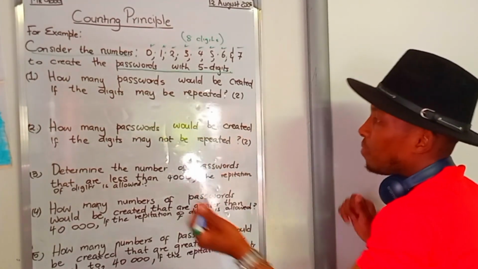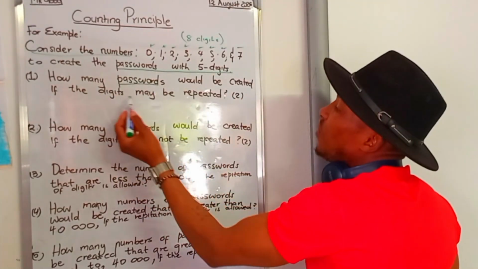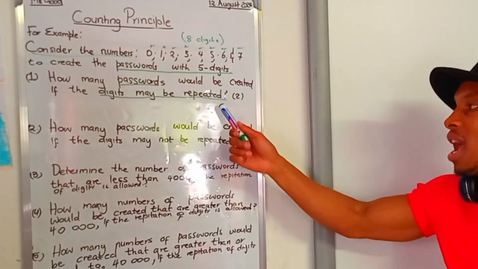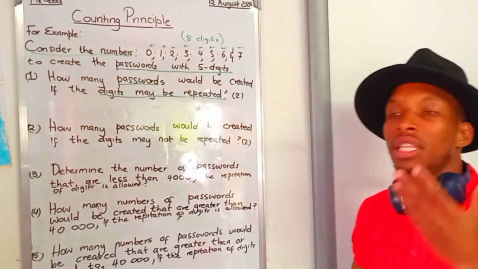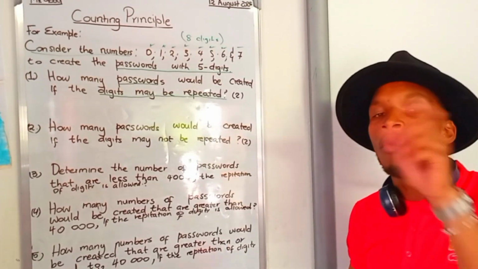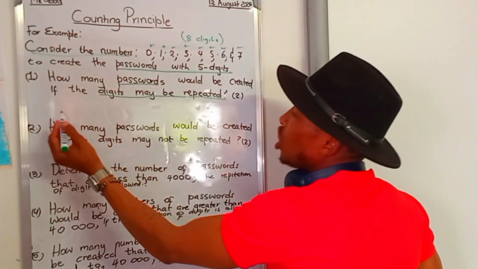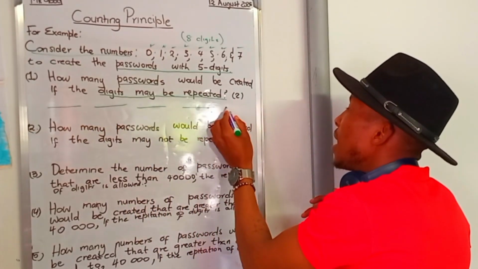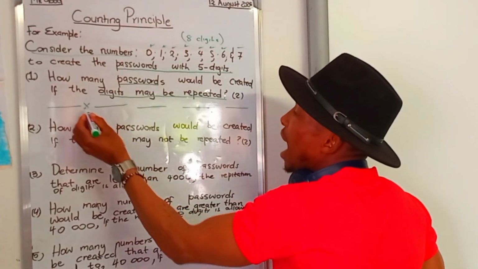Okay, let's start with number 1. How many passwords may be created if the digits may be repeated? That means the digits, you are going to use as many as you can. You use the digit, then you bring it back to the total sample space of digits. Let's go. Then the rule says you draw the horizontal line. This horizontal line indicates what? The events. How many events do we have? 5 events.